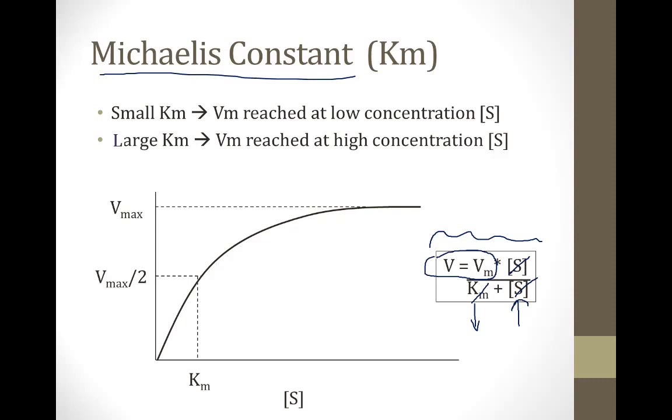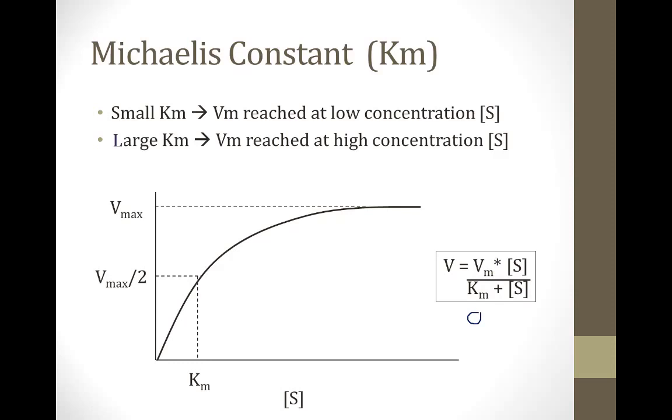So a very important point for you to understand is the system cannot reach Vmax until the concentration of S is much, much greater than Km. So let's imagine that Km is 0. Well, if Km is 0, then the concentration of S is going to be much greater than Km almost instantaneously.